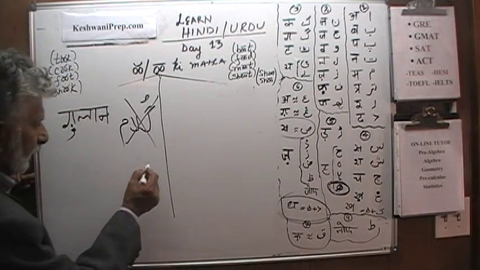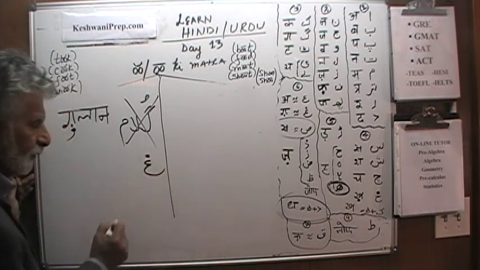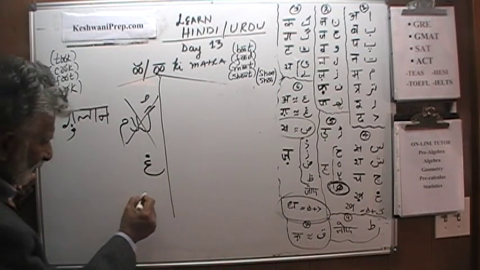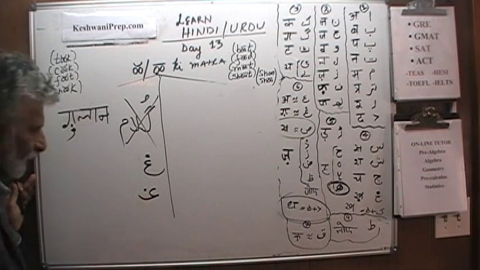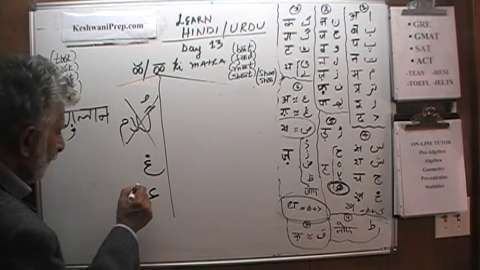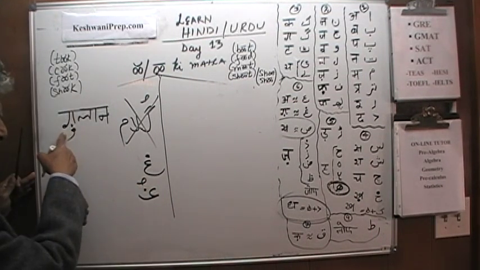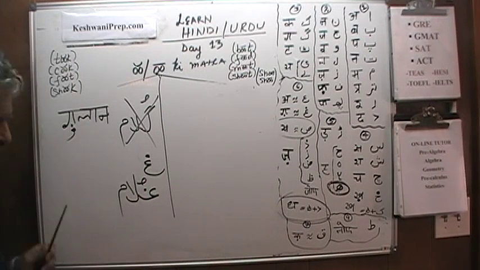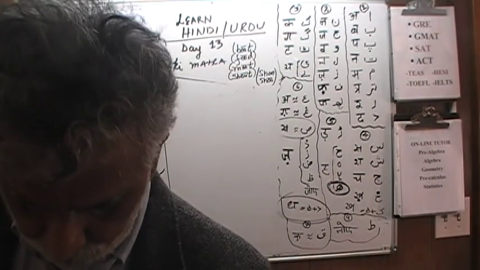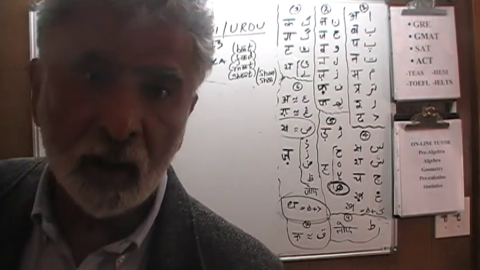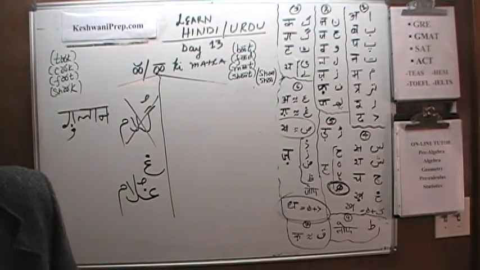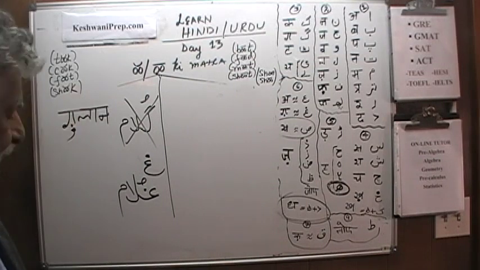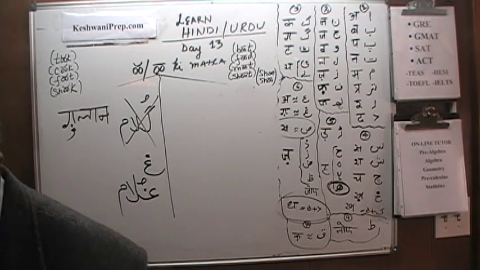This is wrong. We need this gaf. And when it is about to join something, it looks like this. That's a g, and then we need a pesh. Gu. La. M. Gulam. What do you suppose gulam means? Gulam means slave. A slave is called gulam. Let's do one with the badi u ki matra.